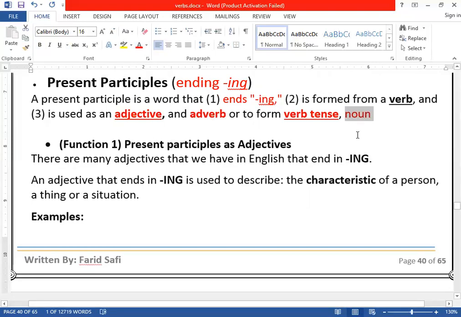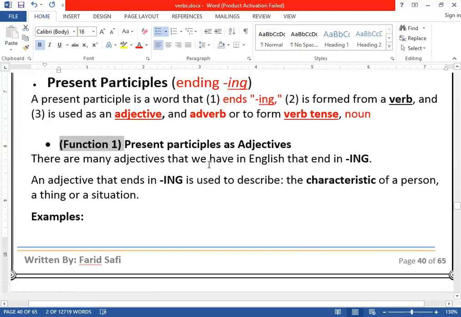So let's talk about the functions of all of them. Clear? We will study how it functions as an adjective, how it functions as an adverb, how it functions as a noun, and how it functions in different tenses. So let's talk about the first one. Clear? Number 1 function is what? The first function is as an adjective.